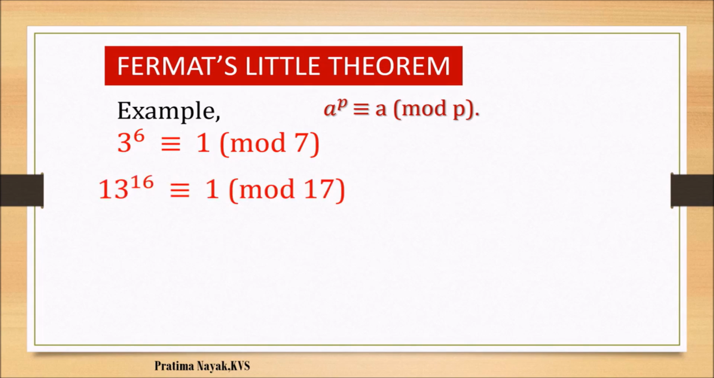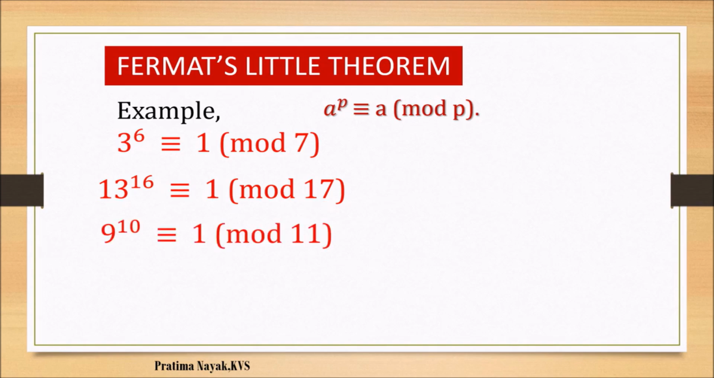Another example, 13 raised to the 16 is congruent to 1 modulo 17. 17 is a prime number, 13 and 17 are co-prime, then we can take this result: 13 raised to the power 16 is congruent to 1 modulo 17.